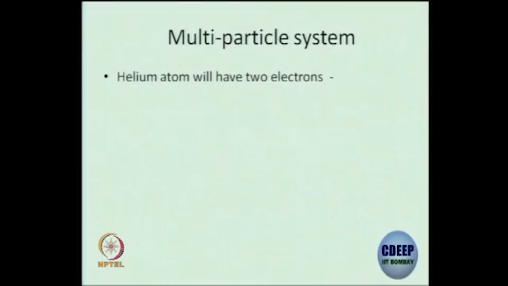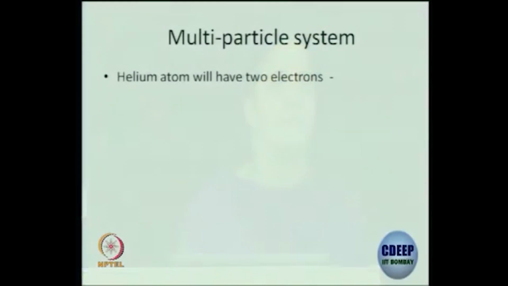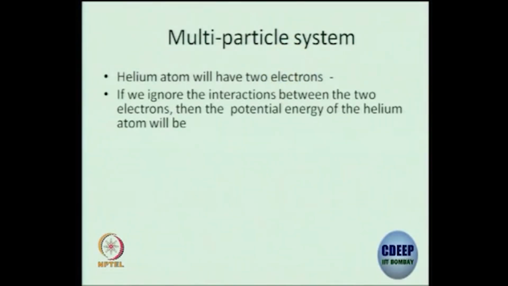But suppose you go to a helium atom or something, or a multi-particle system. Helium atom has 2 electrons. Just to make the system simple, let's take them to be non-interacting. It's not quite correct. But whether they are interacting or non-interacting, what has to be obeyed?